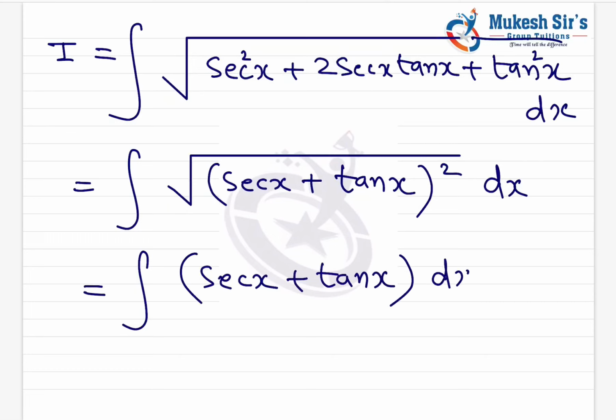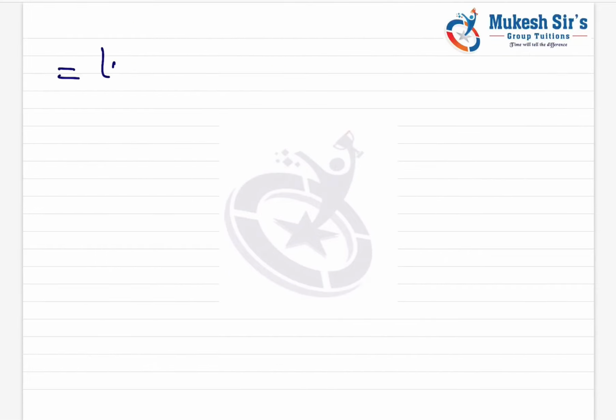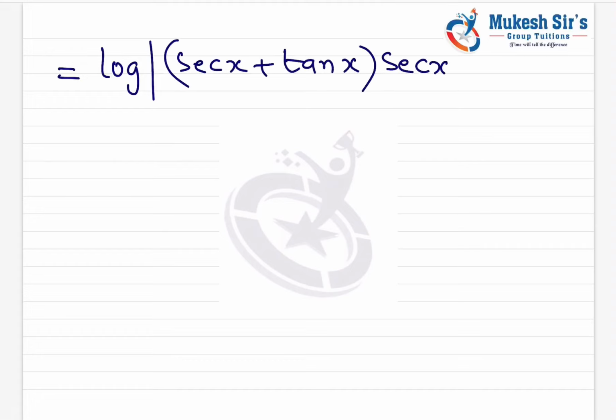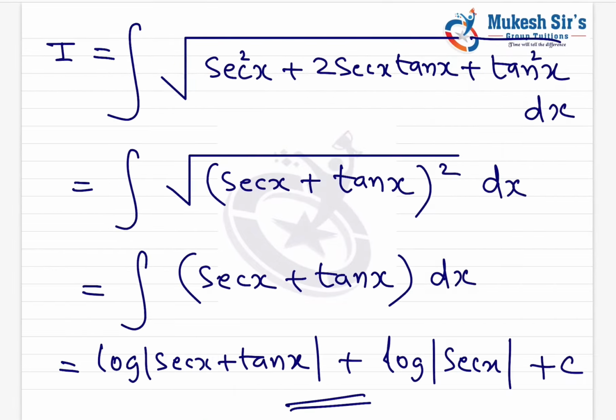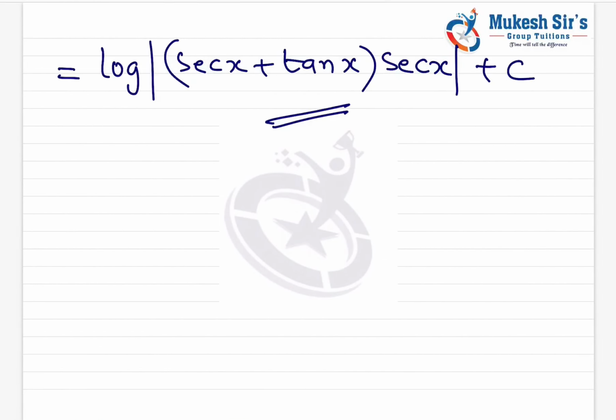So use the formula for integration of sec x. What's the integration of sec x? It's log of mod of sec x plus tan x plus c. And the integration of tan x is log of mod of sec x plus c. This is your answer. If you want, you can simplify, log a plus log b is equal to log of a into b. So your net answer becomes log of mod of sec x plus tan x into sec x plus c. Is that clear? So check out this question. You can solve a similar question yourself.